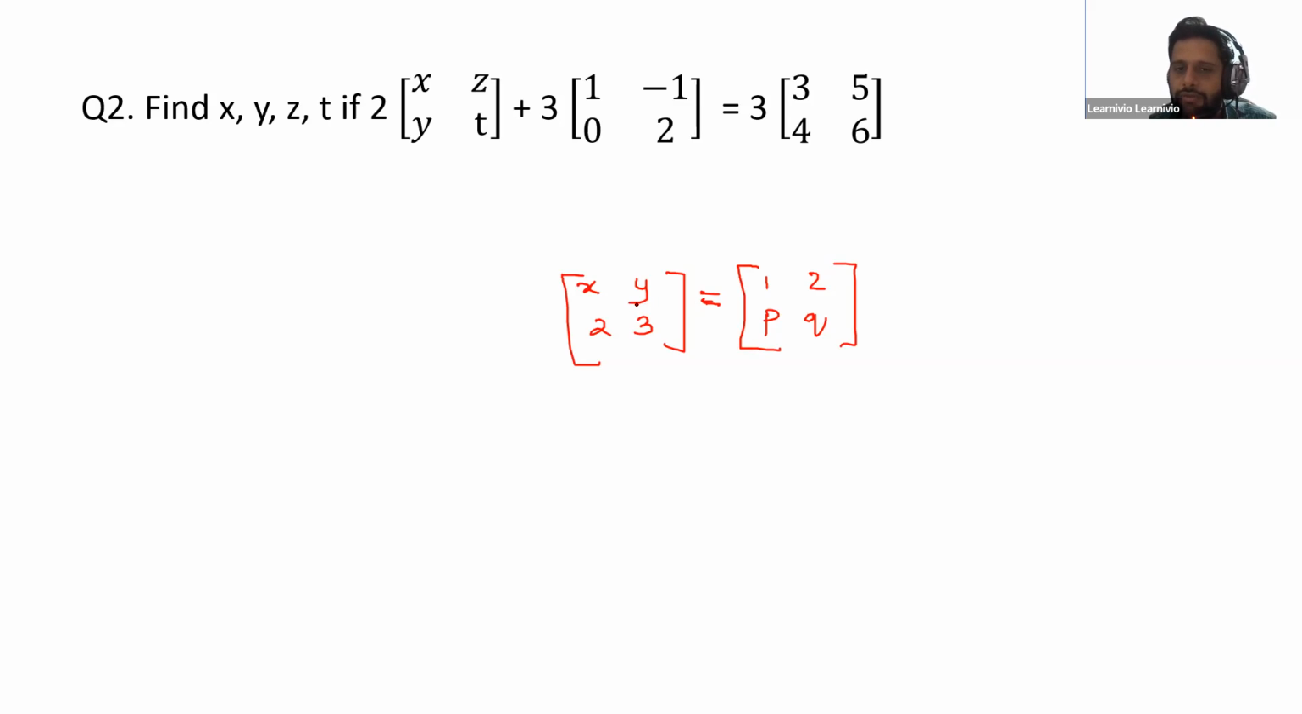Now, how can we equate two matrices? In that case, this first element will be equated with the first one. So x is equal to 1. This y will be equated with 2, so y is equal to 2. Similarly, this with p, so p is equal to 2. And q will be equated with 3. So we get x equals 1, y equals 2, p equals 2, q equals 3. So if two matrices are equal, then all their elements will be equal. This is clear, Abdul and Huzefa?